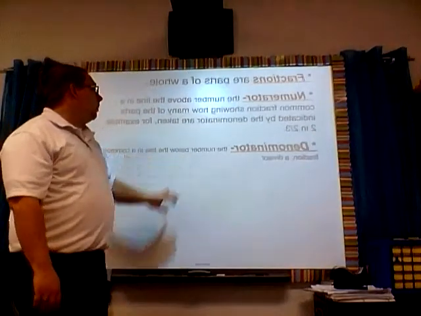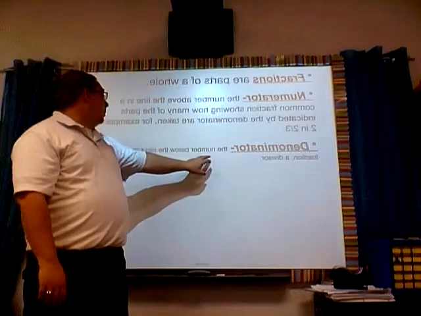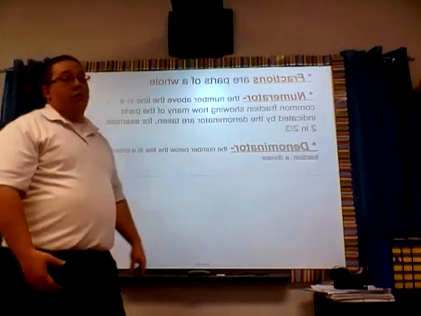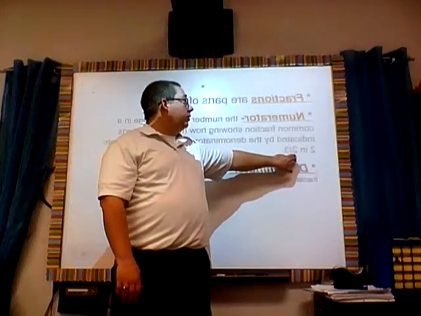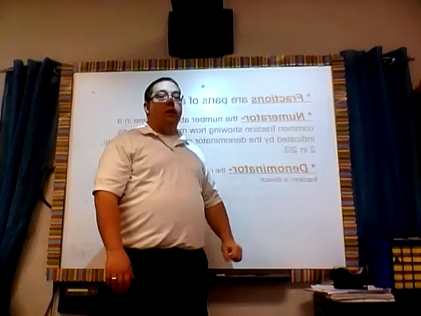The denominator is the number below the line in a common fraction, also called a divisor. In this example, 2 is the numerator and 3 is going to be your denominator.